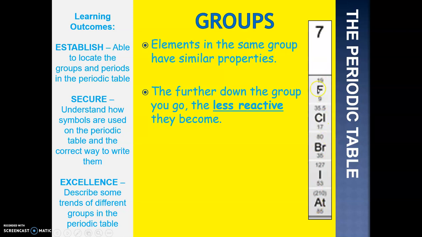That means fluorine is the most reactive, and it's more reactive than chlorine, bromine, iodine, and astatine. And chlorine is more reactive than bromine, bromine is more reactive than iodine, and so forth. So as you go down, all the elements become less reactive.